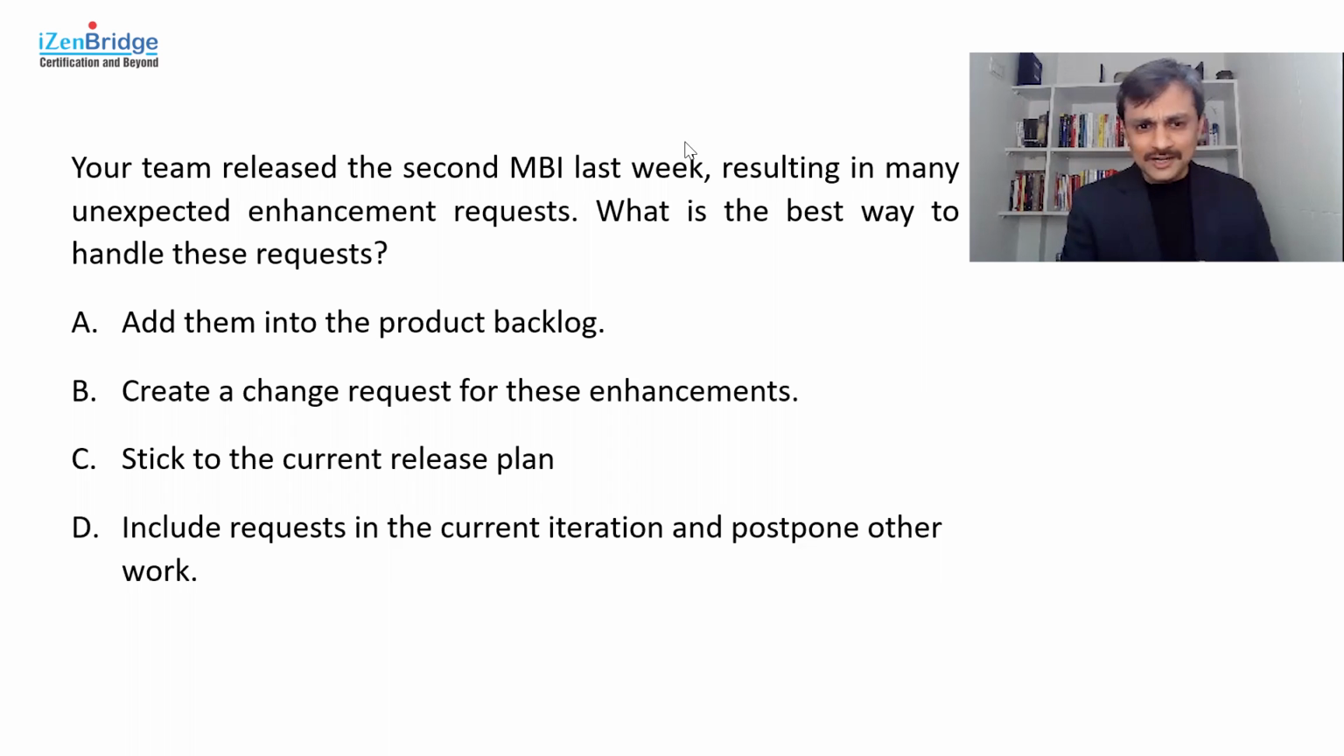Option A, add them into the product backlog. Option B, create a change request for these enhancements. Option C, stick to the current release plan because they were unexpected requests. Option D, include the requests in the current iteration and postpone other work. I pause and let you pick your choices.